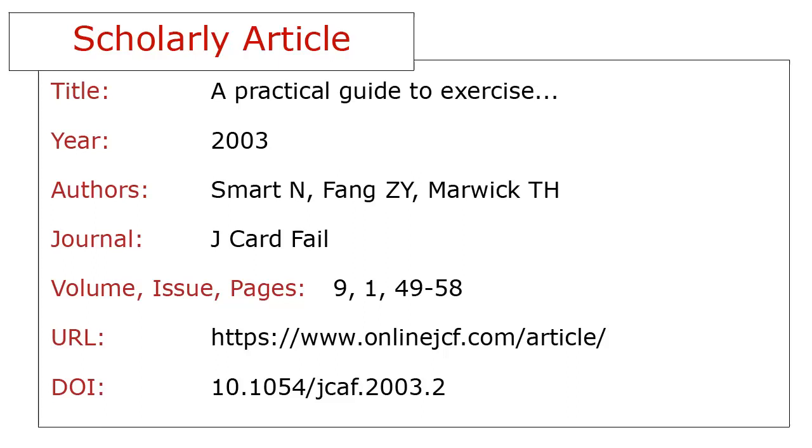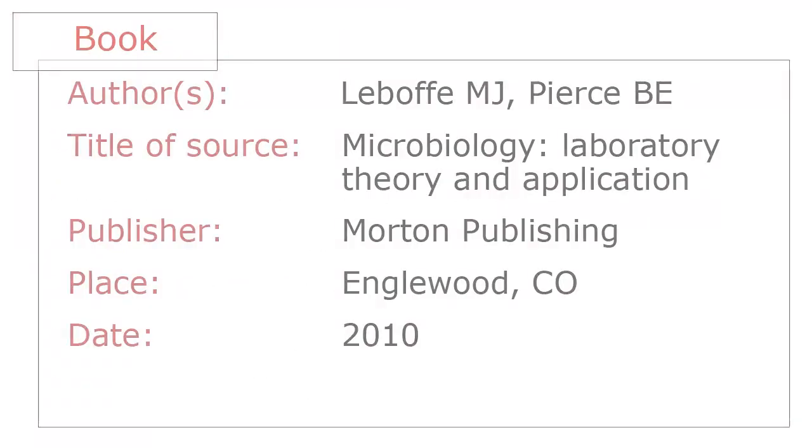CSE requires specific pieces of information about each of your sources, which look a bit different for different types of sources. For a scholarly article, you'll need the author and the title of the article. You'll also need the title of the journal the article is published in and the date. The location information includes the volume, issue, pages, the URL or web address, and the DOI, which is the unique ID number assigned to the article. Don't list the database you found the article in.